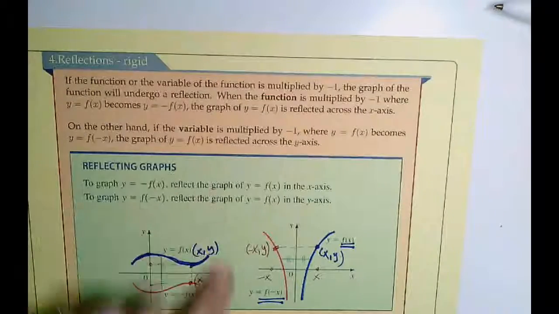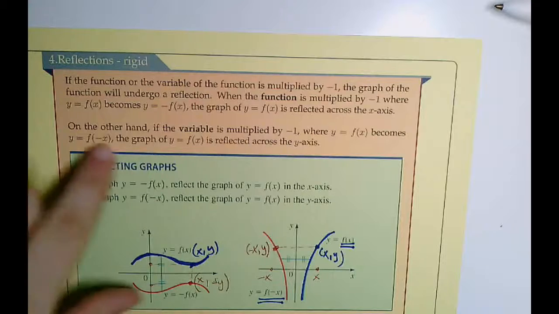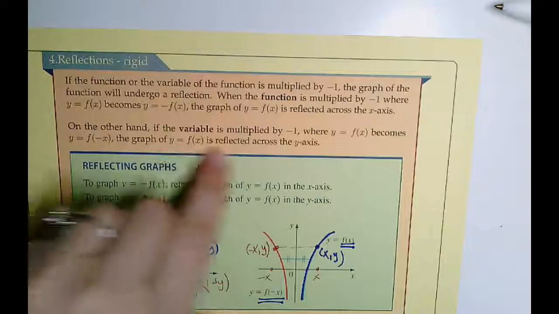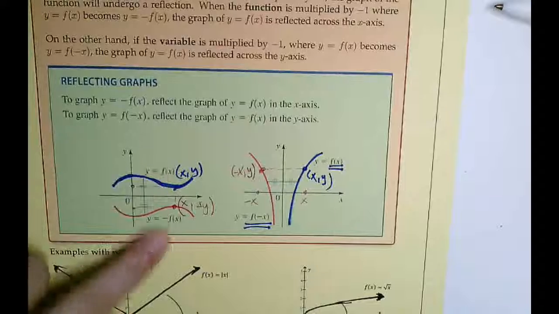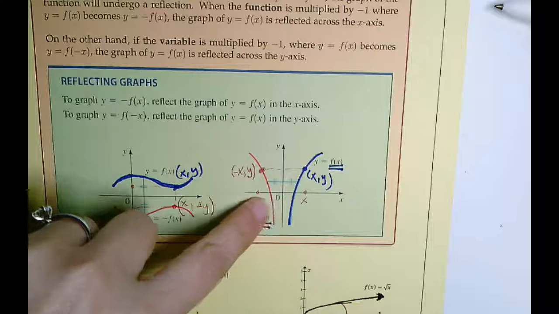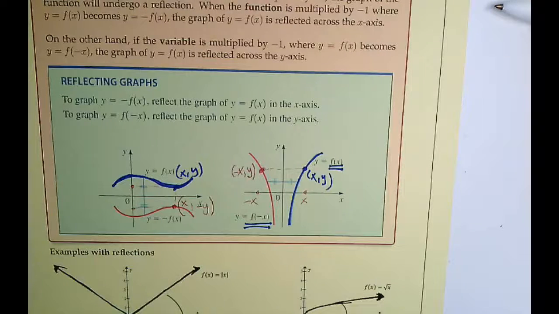So vertical translation means up or down, only the y value changes. Horizontal translation means to the left or to the right. Only the x value changes. And then reflections, you can have reflections over the x-axis where the y value changes. And then you can have reflection over the y-axis where the x value changes.